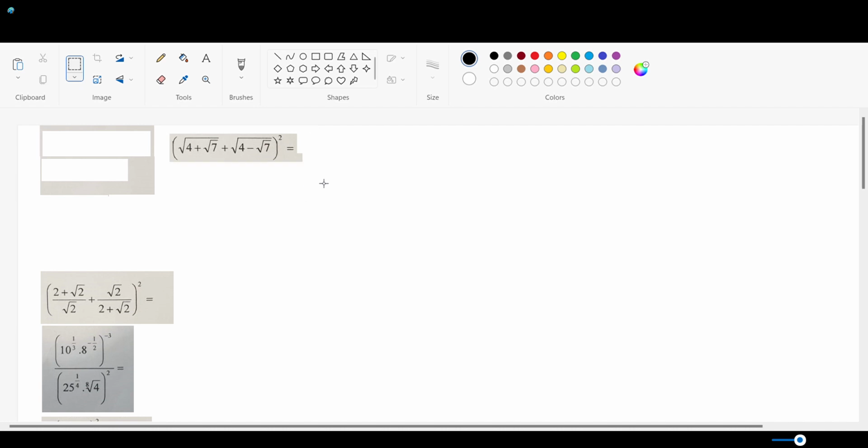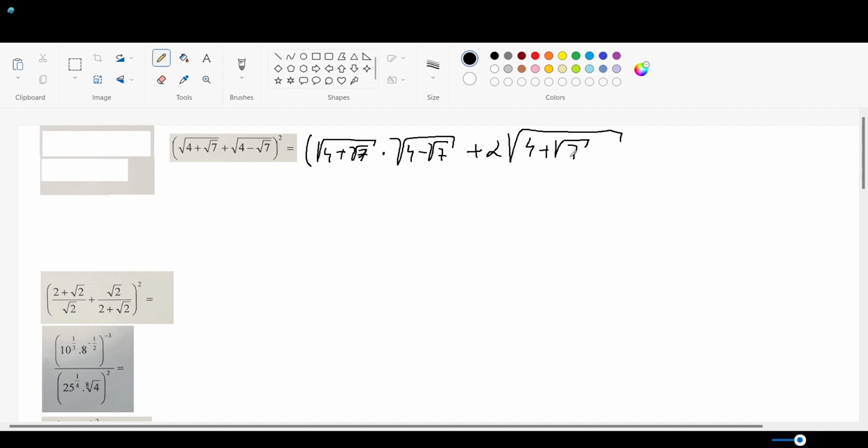So let's have a look what we can do here. Basically, I'm not sure what to do as the first step, but I'll just use the formula, and this would mean that we can simply write this like square root of 4 plus square root of 7 times square root of 4 minus square root of 7, plus 2 times super special square root of 4 plus square root of 7 times square root of 4, take away square root of 7, plus... okay, I made a mistake, now I know.